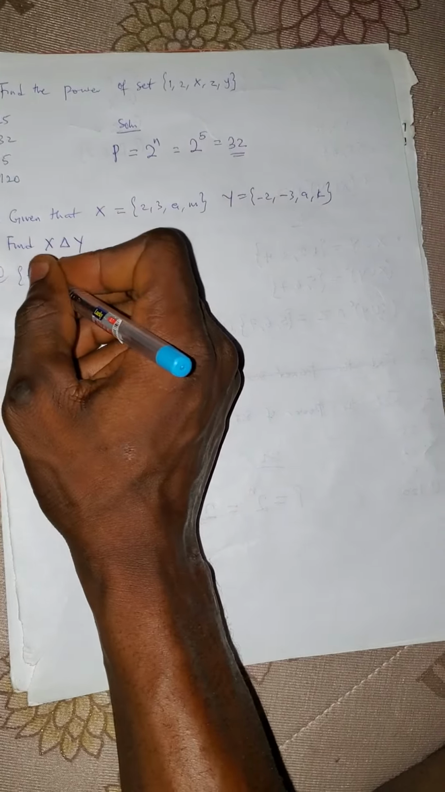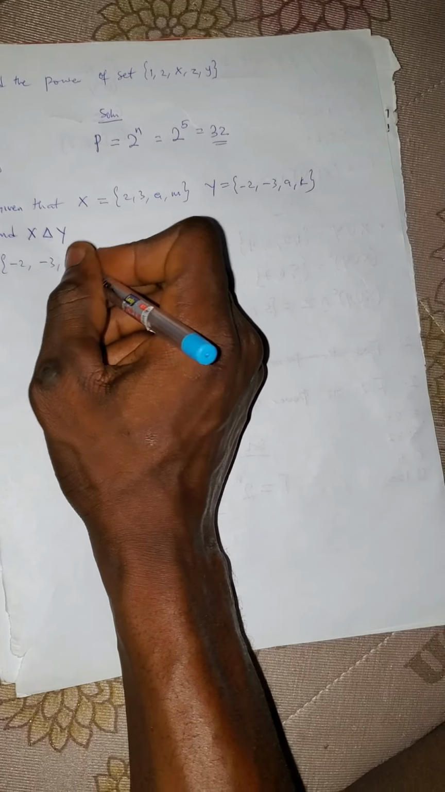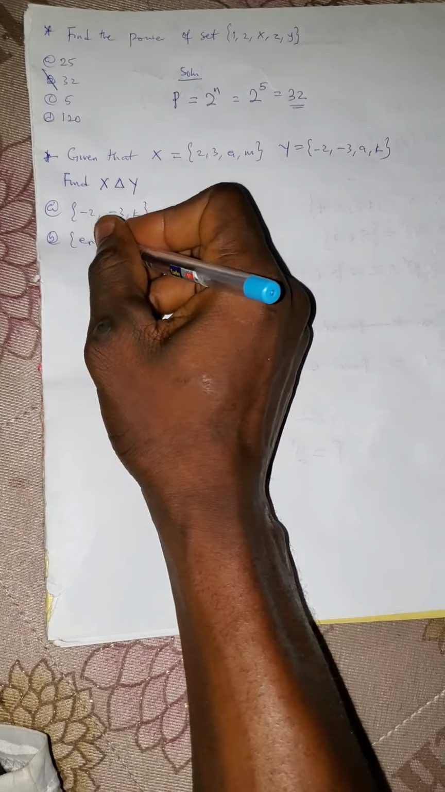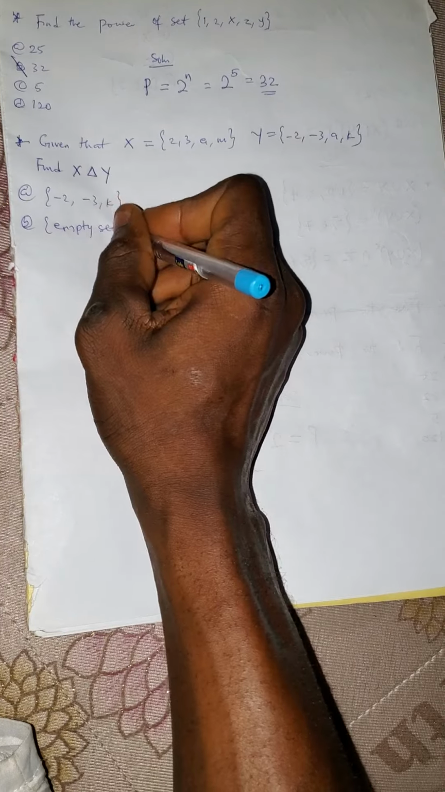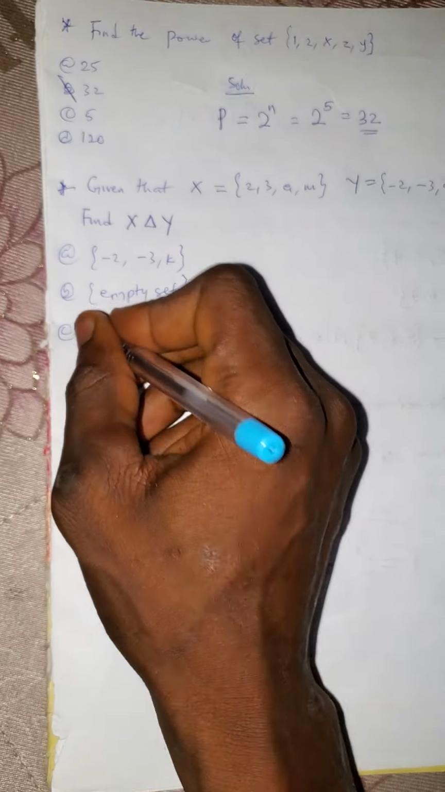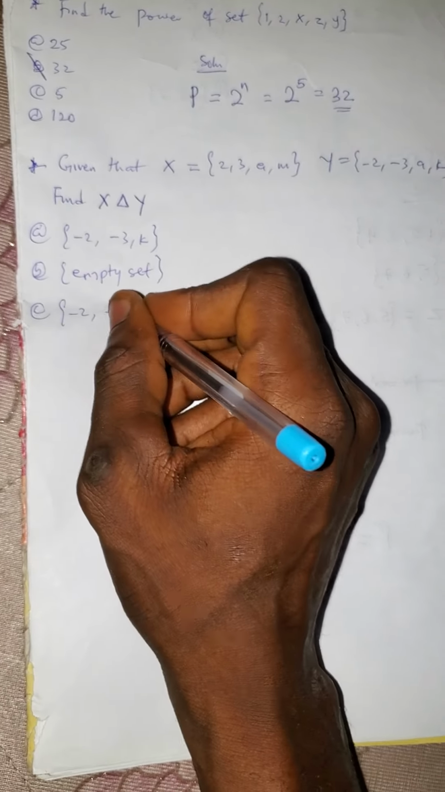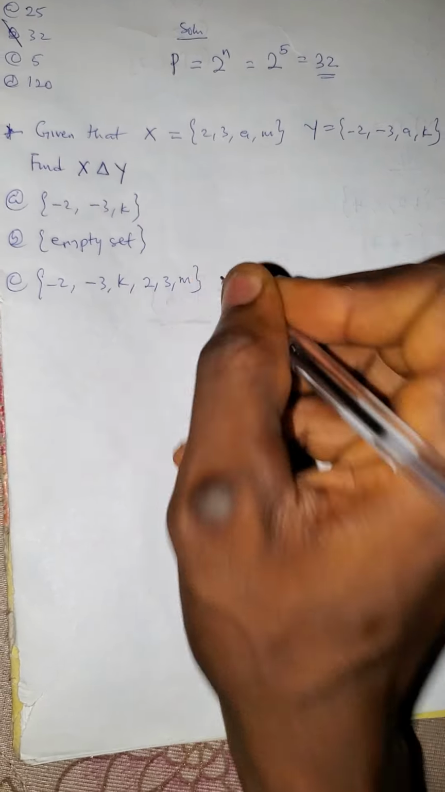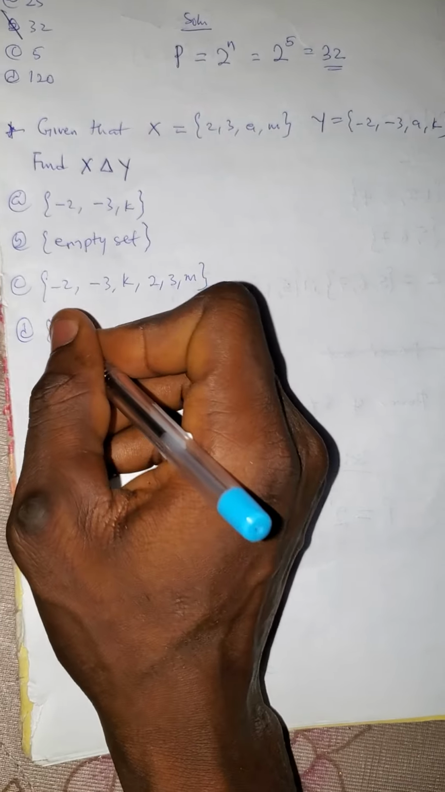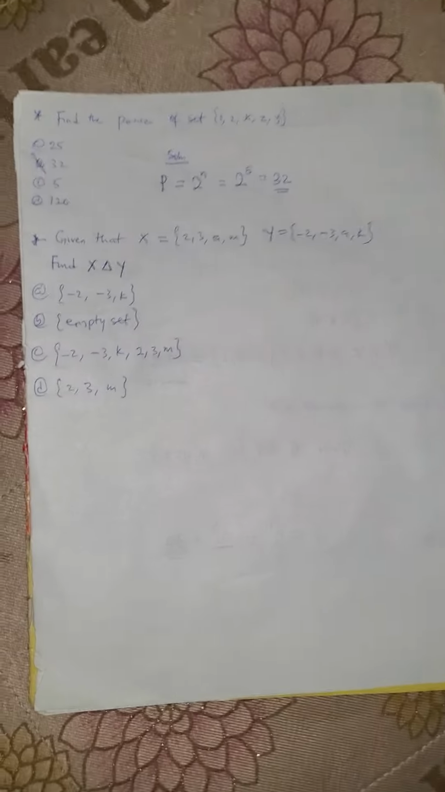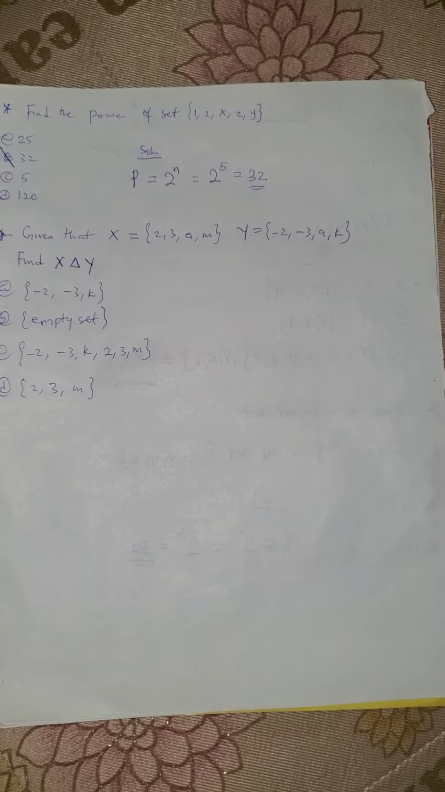Option A, {-2, -3, k}. Option B, we have the empty set. Option C, we have {-2, -3, k, 2, 3, m}. Option D, we have {2, 3, m}. Now let us see how we can solve this type of question.